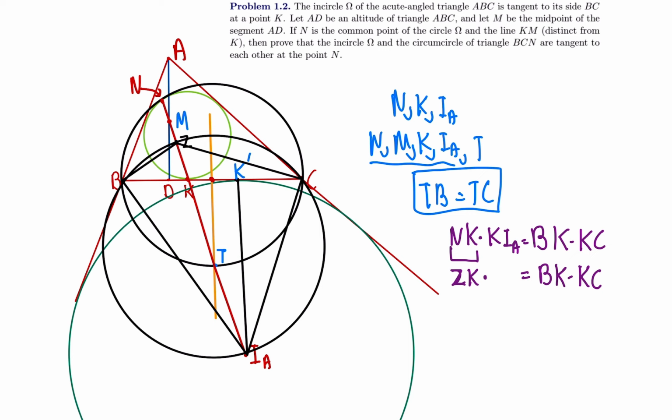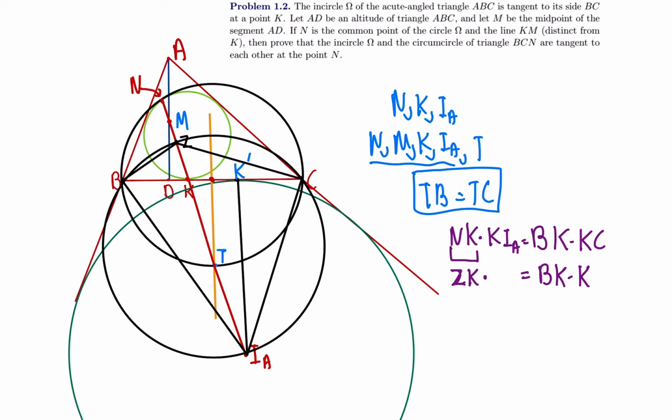Also, define K prime to be the point of tangency of the A-excircle with BC. Then we know that there's a homothety at K, bringing the incircle to the excircle, because it's well known that K and K prime are reflections across the perpendicular bisector, and that homothety has scale factor 2. And since KT and I I_A are parallel, because these are both right angles, the homothety with scale factor 2 at K brings T to I_A. Therefore, T is the midpoint of K I_A.